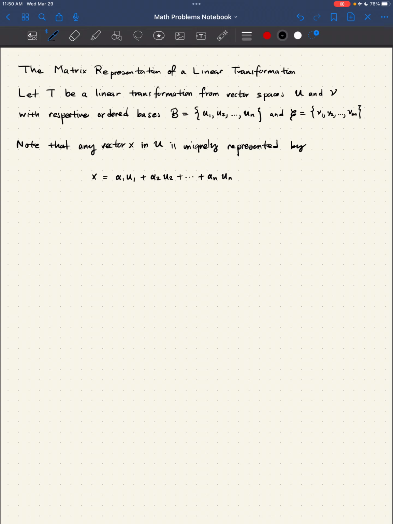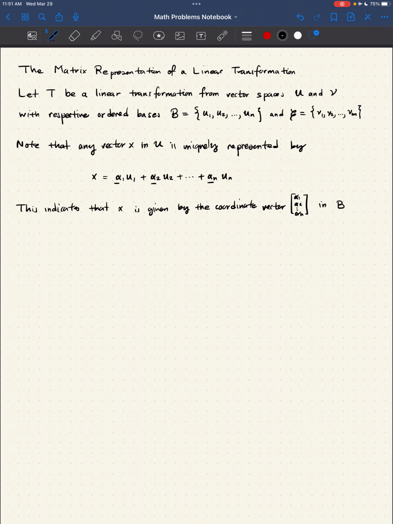So, there's another way of saying this. This also indicates that x is given by the coordinate vector, the column vector alpha 1, alpha 2, alpha n. So it's a column vector with n entries, where each of the coordinates corresponds to the decomposition given in that basis.